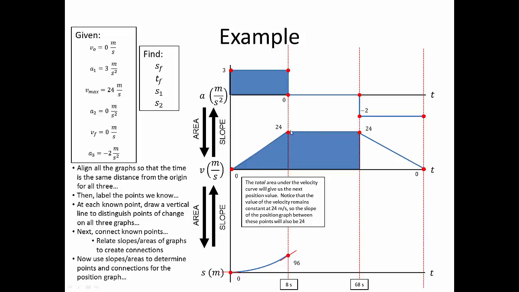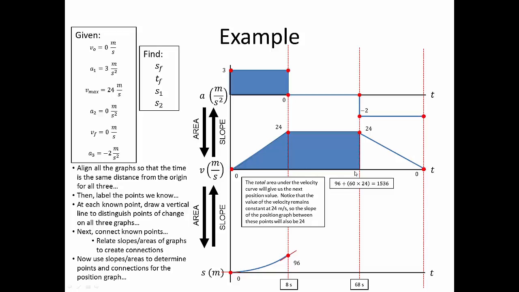Notice that the value of the velocity remains constant through this portion. So the slope of the position graph between these 2 points will also be constant, and it will be a value of 24 because that's what the value of our velocity is. So if we write an equation to calculate all of this area, we've already calculated this triangle and found it to be a value of 96. We just need to add to it the value of the rectangle.